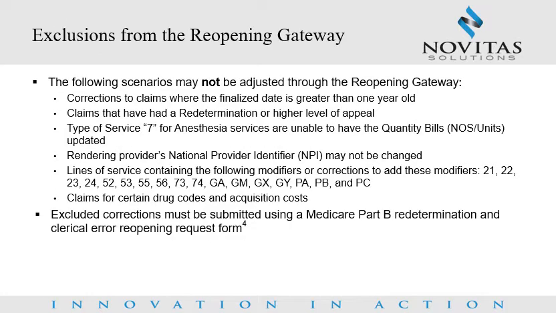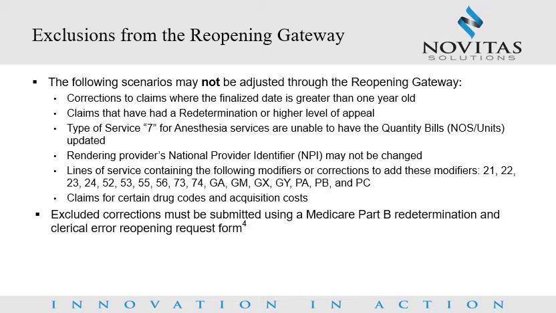Exclusions from the Reopening Gateway. The following scenarios may not be adjusted through the Reopening Gateway: corrections to claims where the finalized date of the claim is greater than 1 year old, and claims that already had a redetermination or higher level of appeal performed. Type of service 7 for anesthesia services is unable to have the quantity billed or number of services or units updated through the Reopening Gateway. Changes to or additions of the rendering provider's NPI, or National Provider Identifier.